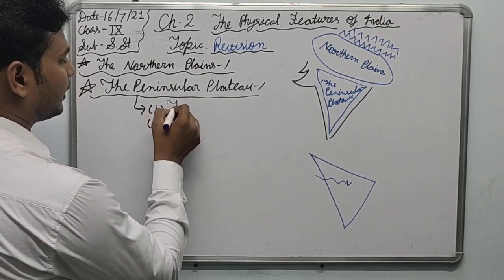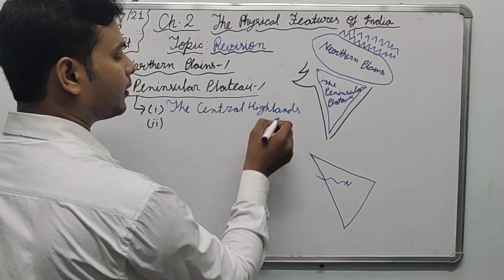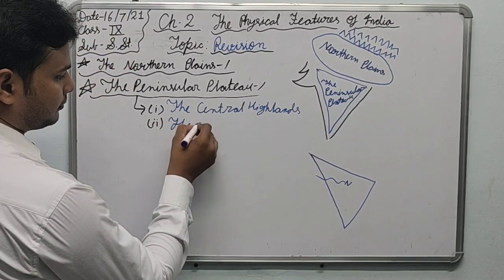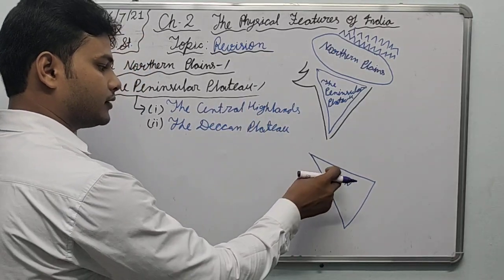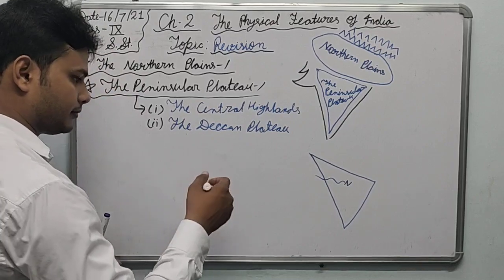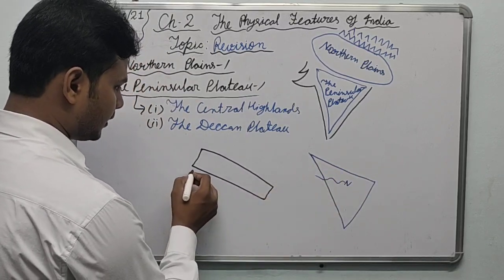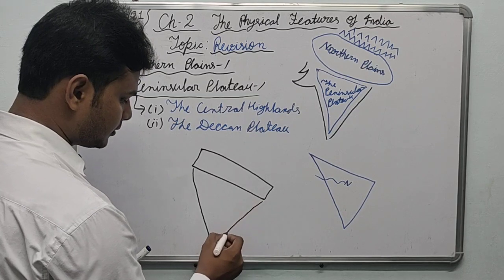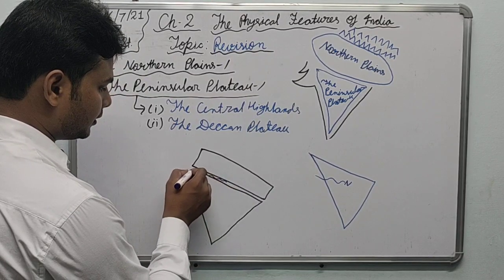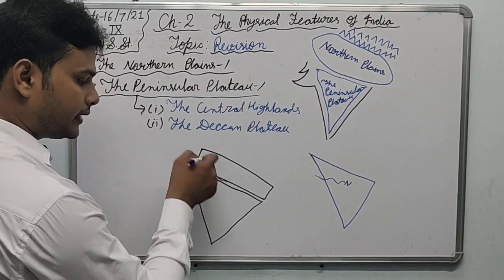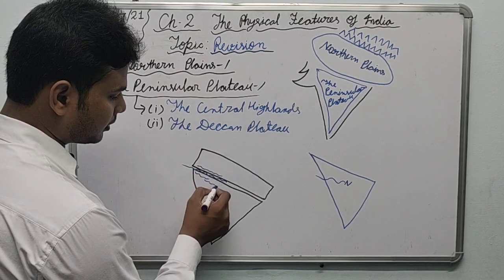The first is known as the Central Highlands, while the second one is known as the Deccan Plateau. Look, this is the Central Highlands, this portion, and after that this is the Deccan Plateau, the second one, in a triangle shape. And the Narmada river flows here in the middle of these two plateaus. So look, in the north direction of Narmada there is a range of mountains, same as in the south direction of Narmada also.